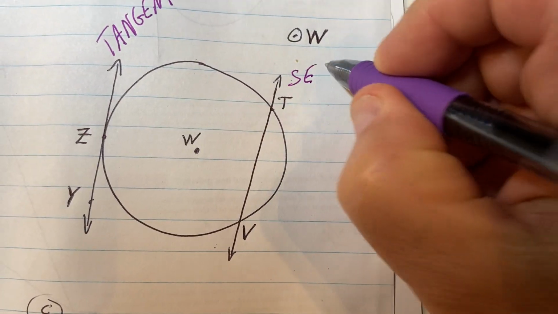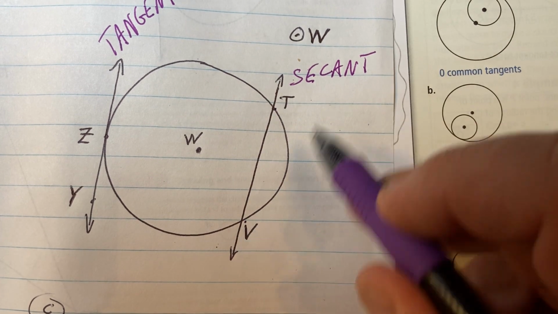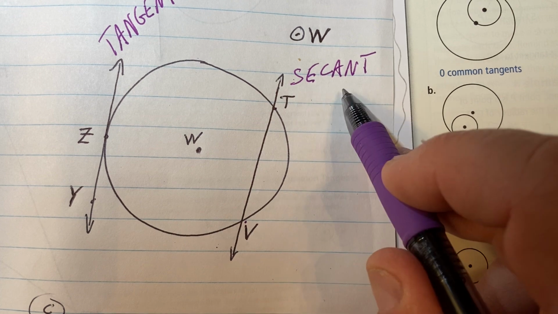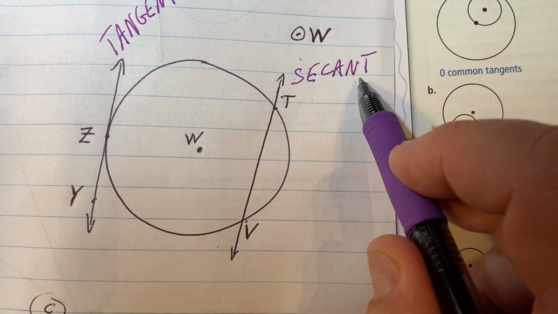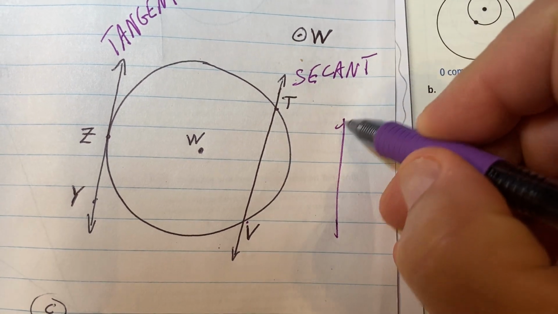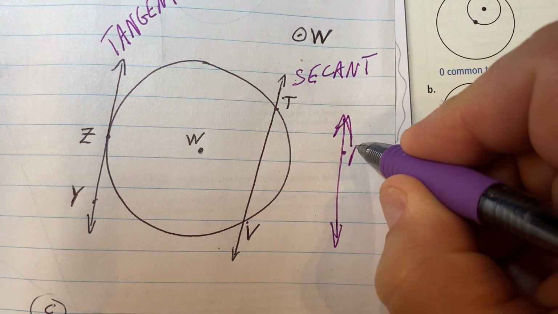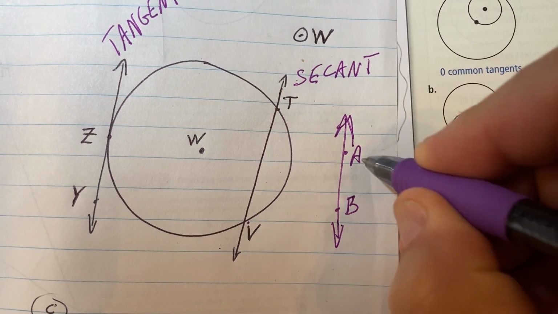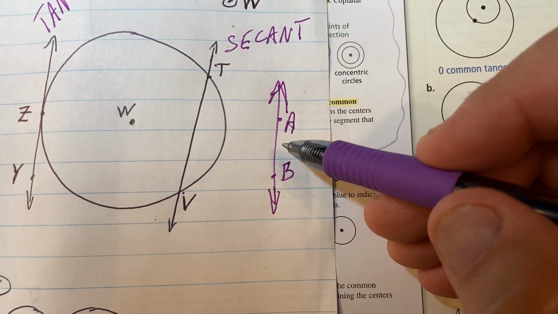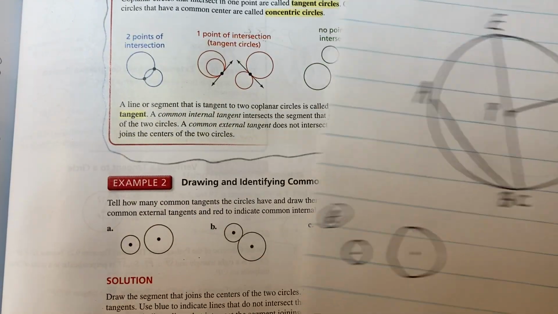A line that intersects the circle twice, right there and there, is called a secant. If a line like this, let's call it AB, does not intersect the circle, what's it called? It's just a line.